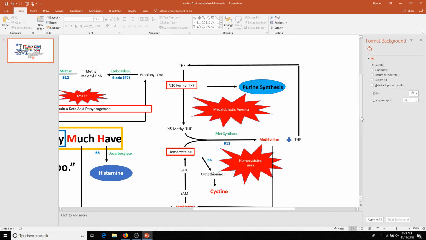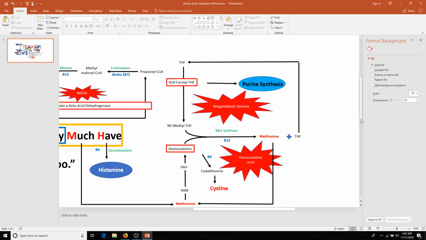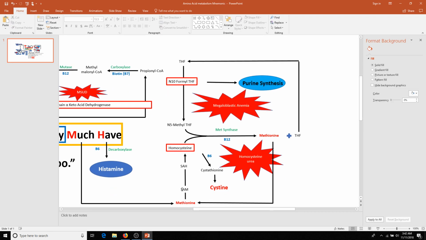So I have my methionine pathway. This is a very important pathway. Methionine is turned into S-adenosyl methionine, which is turned into S-adenosyl homocysteine, which is then turned into homocysteine. Homocysteine is an important molecule, not because it does anything for us. It gets used to make methionine again in this pathway.